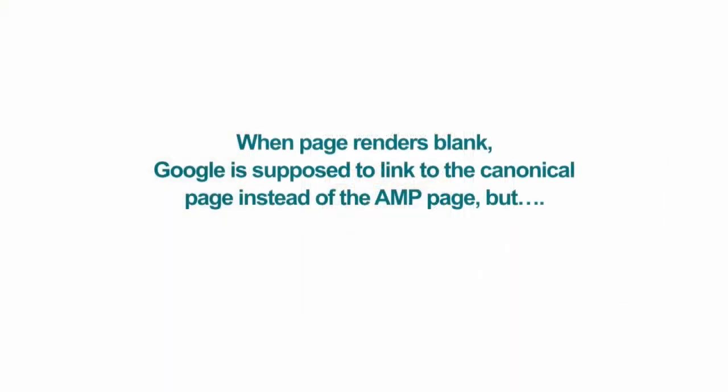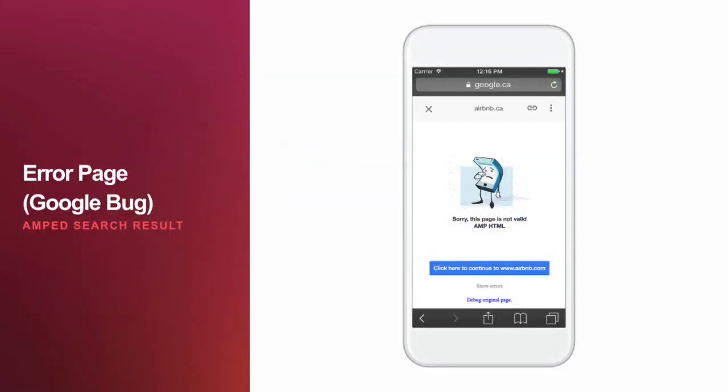Now, normally this wouldn't be a huge problem because Google is supposed to link to the canonical version of the page if the page doesn't validate. However, there was a bug, and this is actually what users saw.